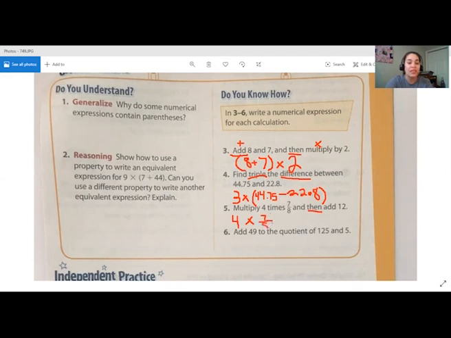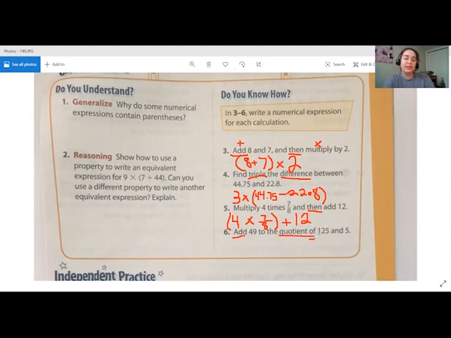Okay, and then, so we're putting that multiplication in parentheses, showing we're doing that first. Then add 12. Awesome. And our last example up top, number 6, add 49 to the quotient of.